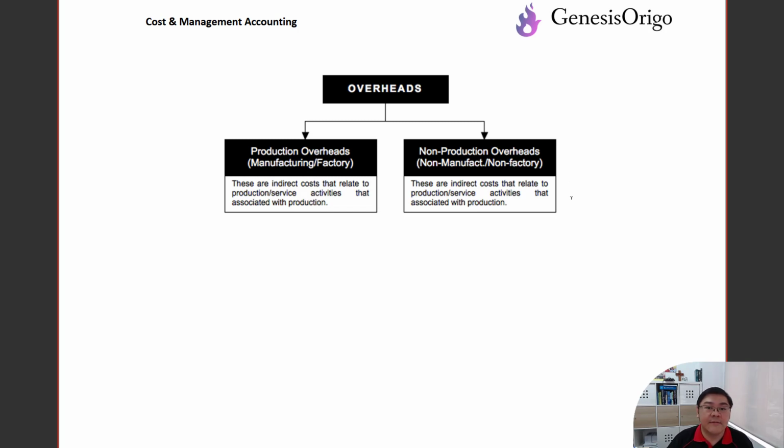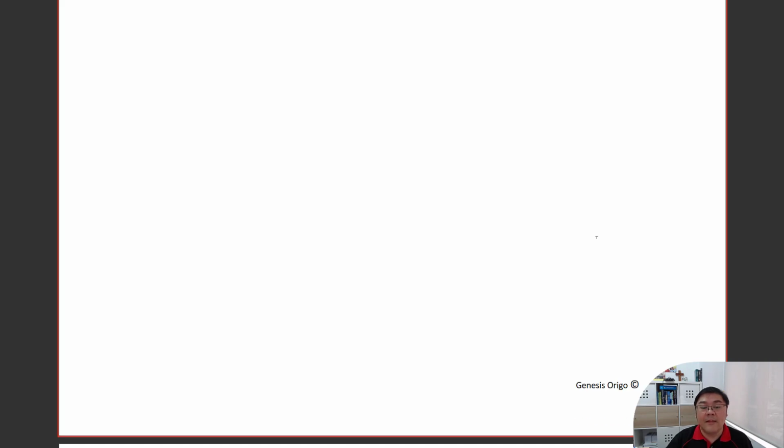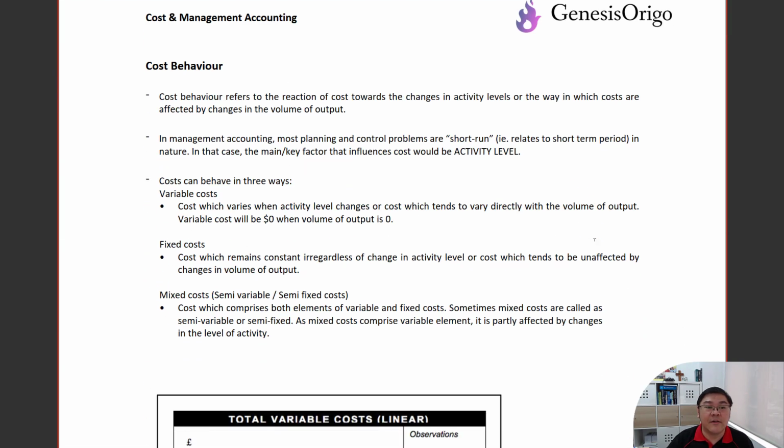Now that is the first thing that I would like to do with y'all, about how we classify costs according to the types: material, labor, expenses, and then direct as well as indirect. Now we will proceed to look at cost behavior in the next video.